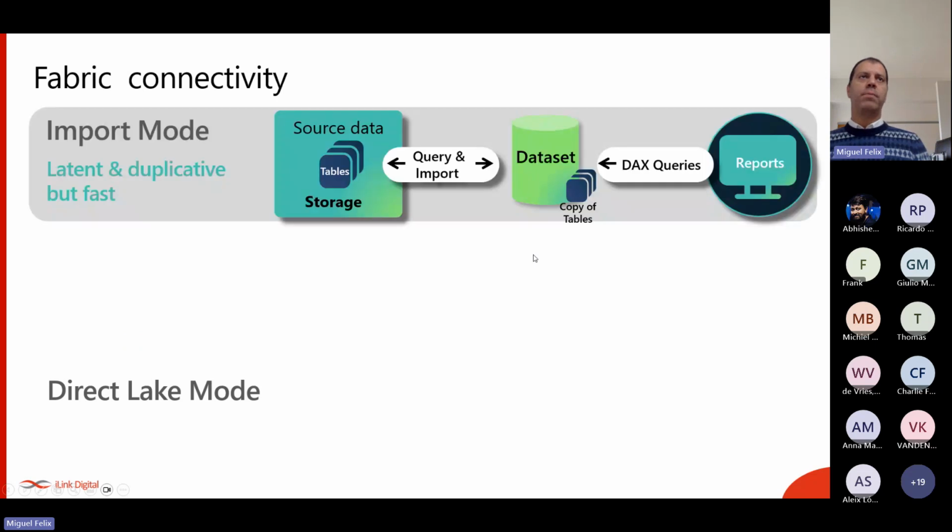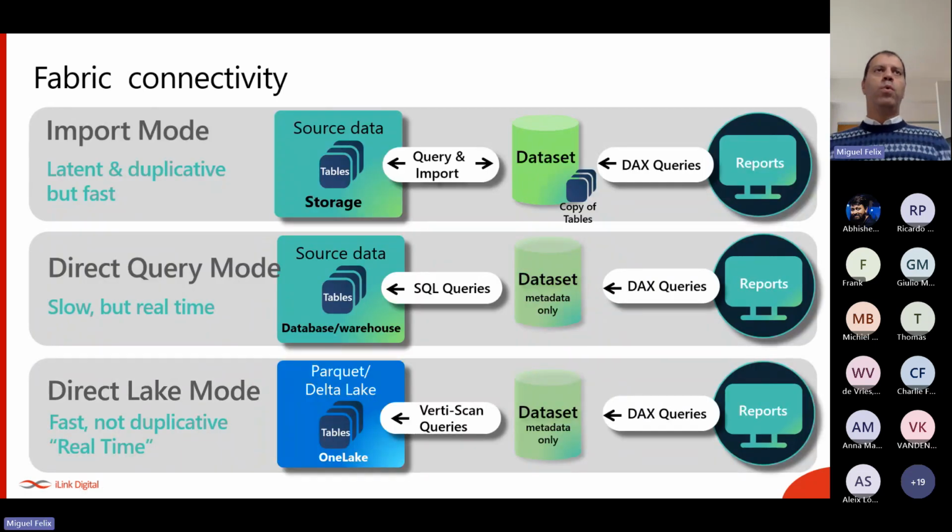But for Fabric, we have a new way to connect. On top of the import mode and the direct query mode, we have the Direct Lake mode. The Direct Lake mode, in terms of process, is similar to the direct query mode. We have our dataset that only has the metadata. We are not duplicating our data. But in terms of performance, it is much quicker, compared with the import mode.